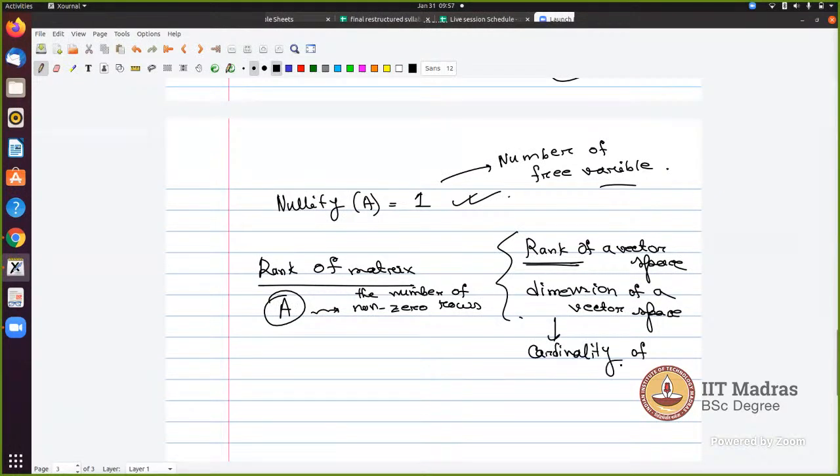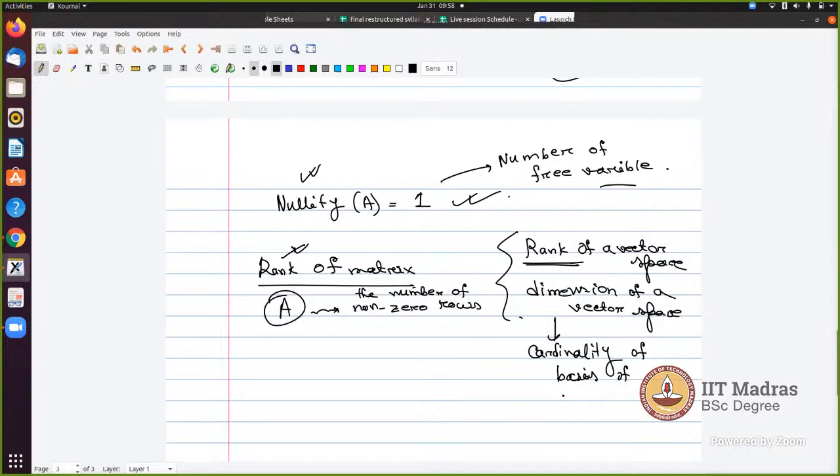That means these two have no relation in between them. Directly, these two are not related, but eventually I will give you a relation between rank of a matrix and nullity of a matrix. That is the rank-nullity theorem. There is a relation.